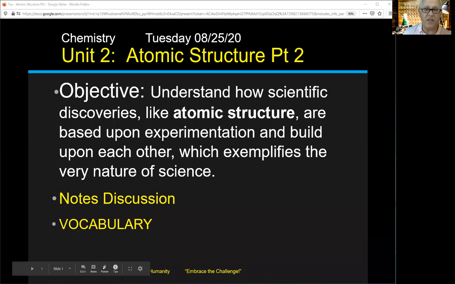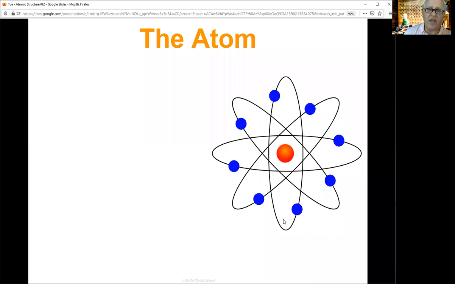So our objective today is to understand how scientific discoveries like the atomic structure are based upon experimentation and build upon each other, which exemplifies the very nature of science. Make sure you're taking your notes. There's some key vocabulary, and there'll be an assignment when we're done. Let's go back and look at the atom again.